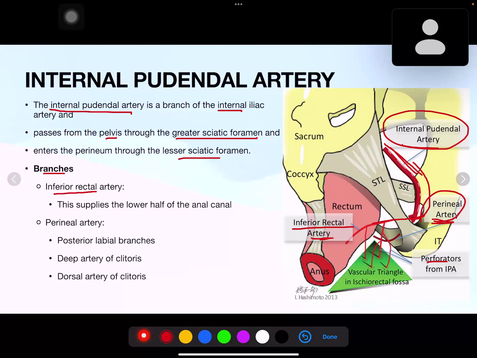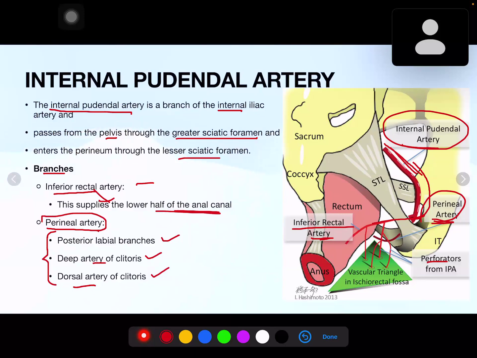The inferior rectal artery is like the inferior rectal nerve of the pudendal. The inferior rectal nerve was also supplying the lower half of the anal canal, so here as well, the inferior rectal artery. Then there is the perineal artery, which gives multiple labial branches as well, the deep artery of the clitoris, and the dorsal artery of the clitoris as well.